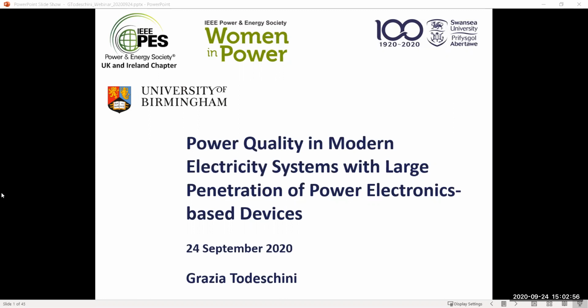IEEE publishes probably the most influential magazines and journals. Most of the influential papers, I think, are published in these journals. Another very important aspect is that IEEE organizes all sorts of conferences, workshops, and seminars, like today's event, regularly. So if you are a member, you're going to have more opportunity to join conferences, webinars, and so on.